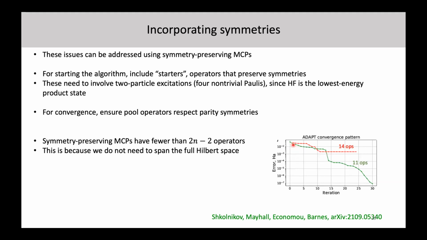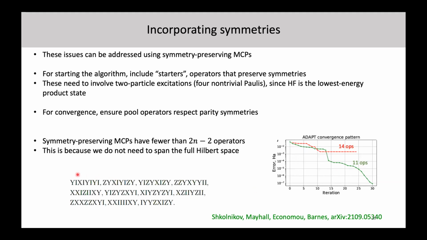But if you correct for that and change what the pool is, then even using a smaller pool with only 11 operators in this case, you can reach convergence. And if you're curious, this is what the precise pool looks like in this case. So it has 11 different non-trivial 8-qubit Pauli strings.